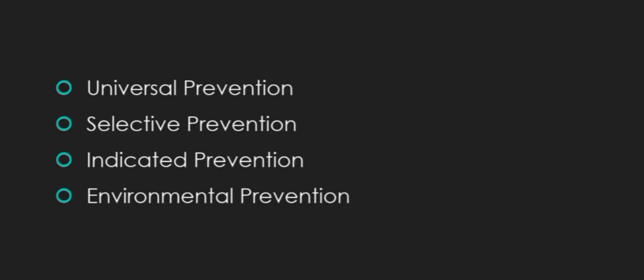Indicated prevention involves a screening process, and the aim is to identify individuals who show early signs of substance abuse and other problem behaviors, like problems with parenting, peer groups, or schools. Environmental prevention ranges from ultimate restrictions like prohibition of alcohol advertisement or a ban on smoking in public places.